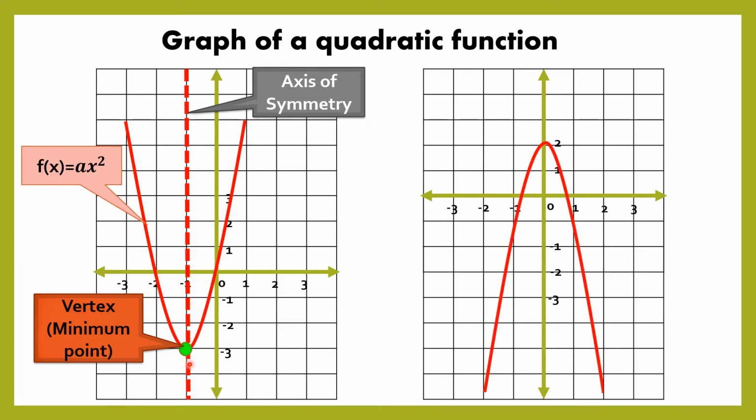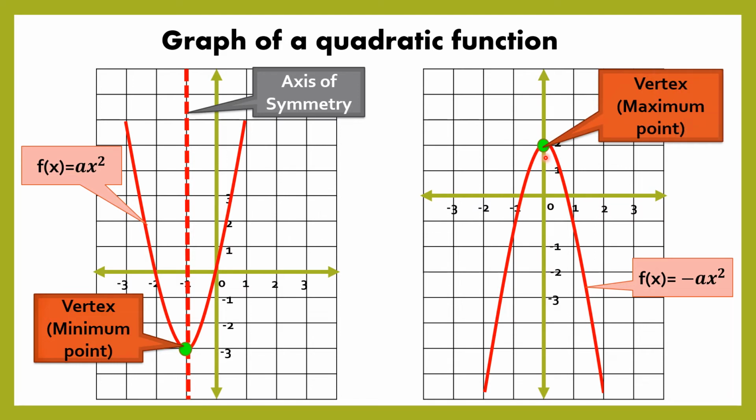If your graph is open downward, ito naman yung negative. So that is f of x is equal to negative ax squared. At ang ating vertex ay nandito, nasa taas, that is the maximum point. Ang ating axis of symmetry, the line passes through the vertex, is the axis of symmetry.